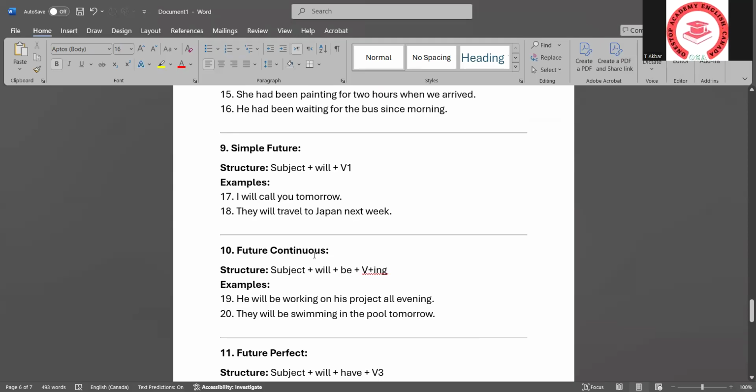Future continuous. Structure: subject plus will plus be plus verb plus ing. Examples are he will be working on his project all evening. They will be swimming in the pool tomorrow.